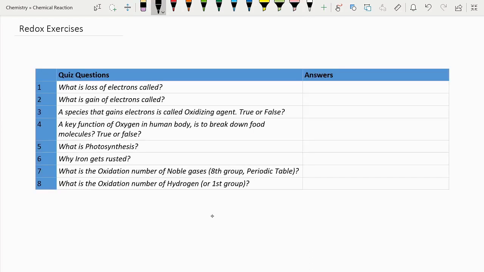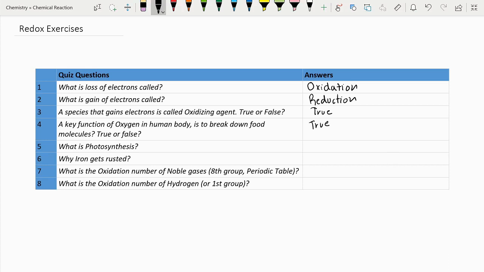Now let's go over some oxidation reduction exercises. Question 1. What is the loss of electrons called? Oxidation. Question 2. What is the gain of electrons called? Reduction. Question 3. A species that gains electrons is called an oxidizing agent. True or false? True. Question 4. A key function of oxygen in the human body is to break down food molecules. True or false?